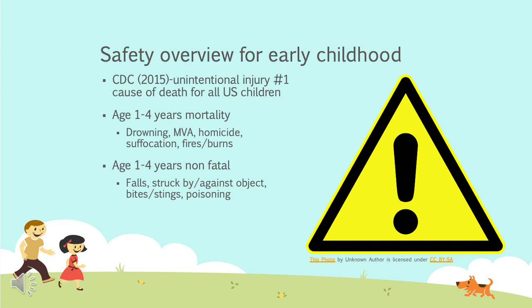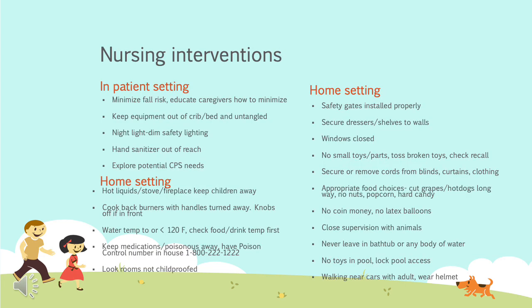For ages 1 through 4, the mortality is usually from, first, drowning, and then the next most common is motor vehicle accidents, followed by homicide, suffocation, and then either burns or fire. And then, again for the same age group of 1 to 4, the non-fatal severe injuries are led by falls, and then either being struck by or against objects, bites and stings, and also poisoning. Our nursing interventions are going to be aimed at minimizing or decreasing these risks, the most harmful that we just went over on the previous slide.